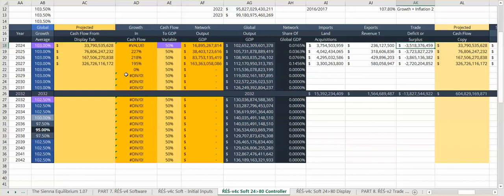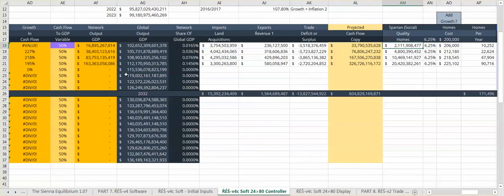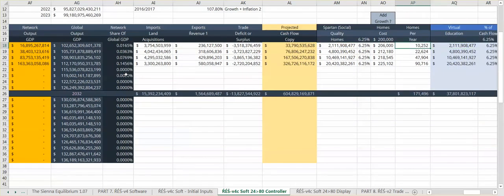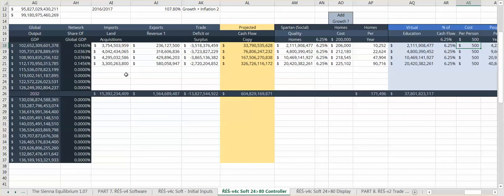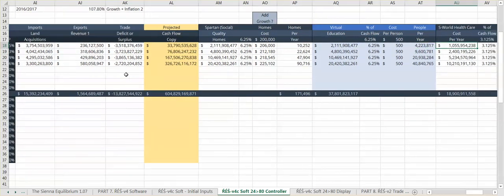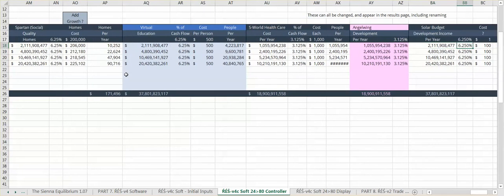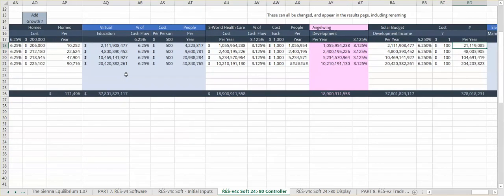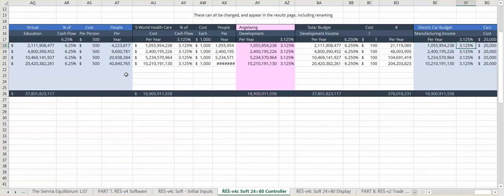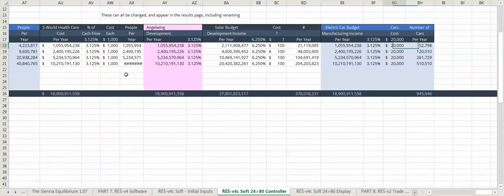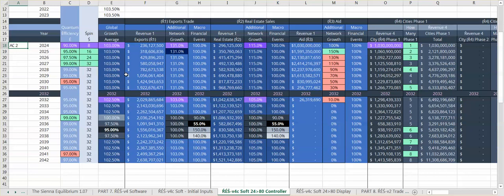Land acquisitions, exports, trade surplus or deficit, projected cash flow copy. This is the amount of Spartan quality homes made, how many per year, virtual education, how many people, the cost, how many people per year in education, healthcare, angel wing software, solar power, electronic cars, and on. So getting a lot of information out of here, mostly all from just changing E and S, experimenting with E and S.